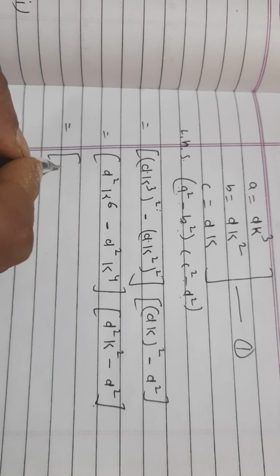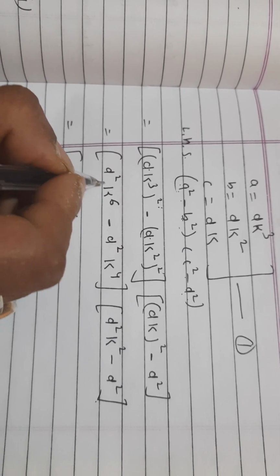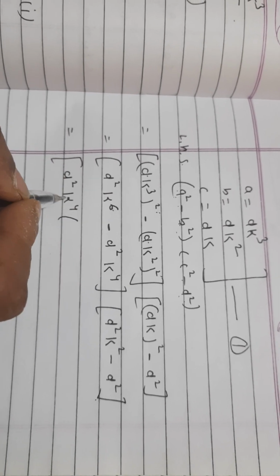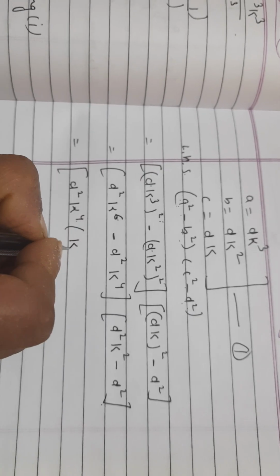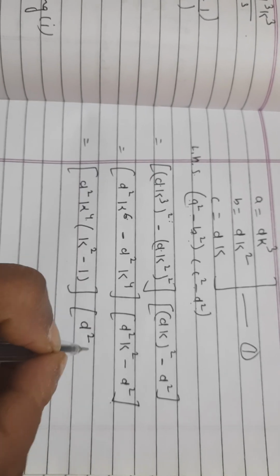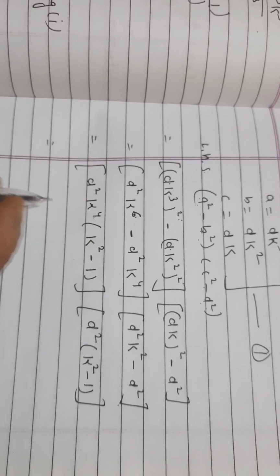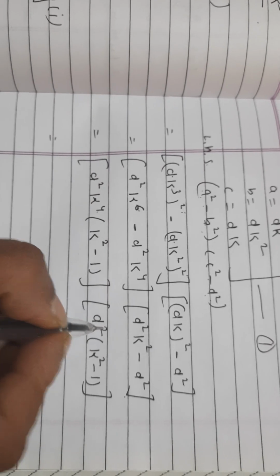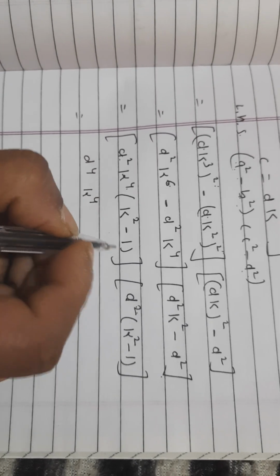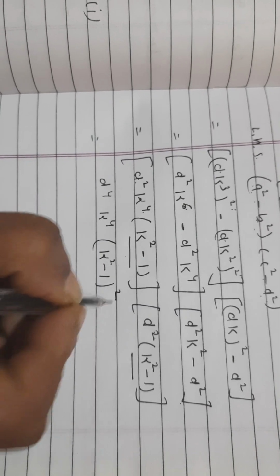Now take out d²k⁴ as a common factor. Inside the bracket you will get k to the power 6 − 2, that is k², minus 1. And from the second factor, take out d² as a common factor; inside the bracket you will get k² − 1. Now multiply these two: d² times d² gives d⁴, since the bases are same and powers add, with k⁴ and (k² − 1)(k² − 1), which you can write as (k² − 1)². This is the value of LHS.